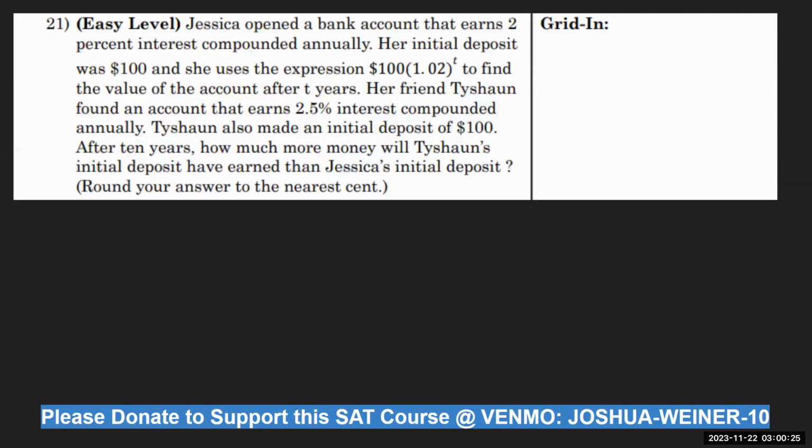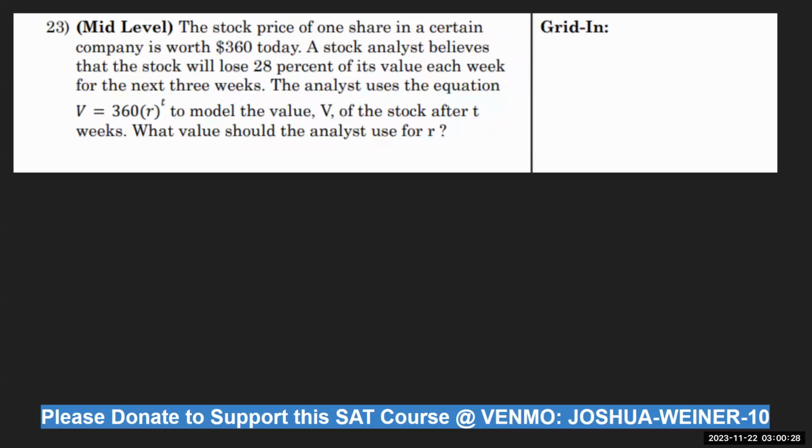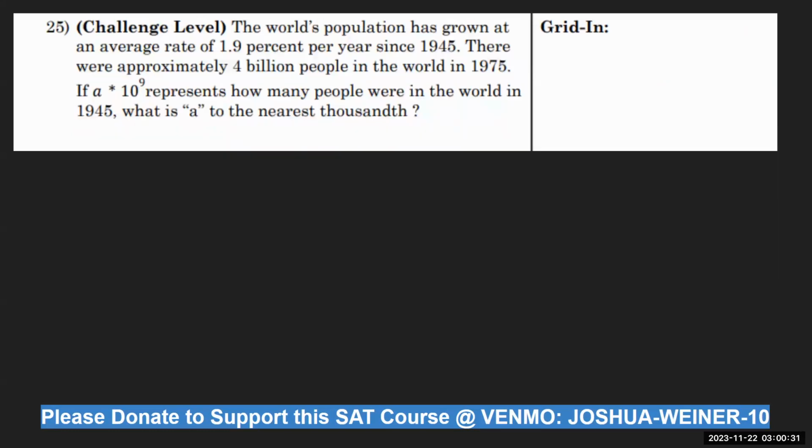Number 19, 21, comparing 23, stock price, 25. Let's do, or we can do challenge level. Let's do China here. The world's population has grown at an average rate of 1.9% every year since 1945. There were approximately 4 billion people in the world in 1975. No, the world's population, not China's population.